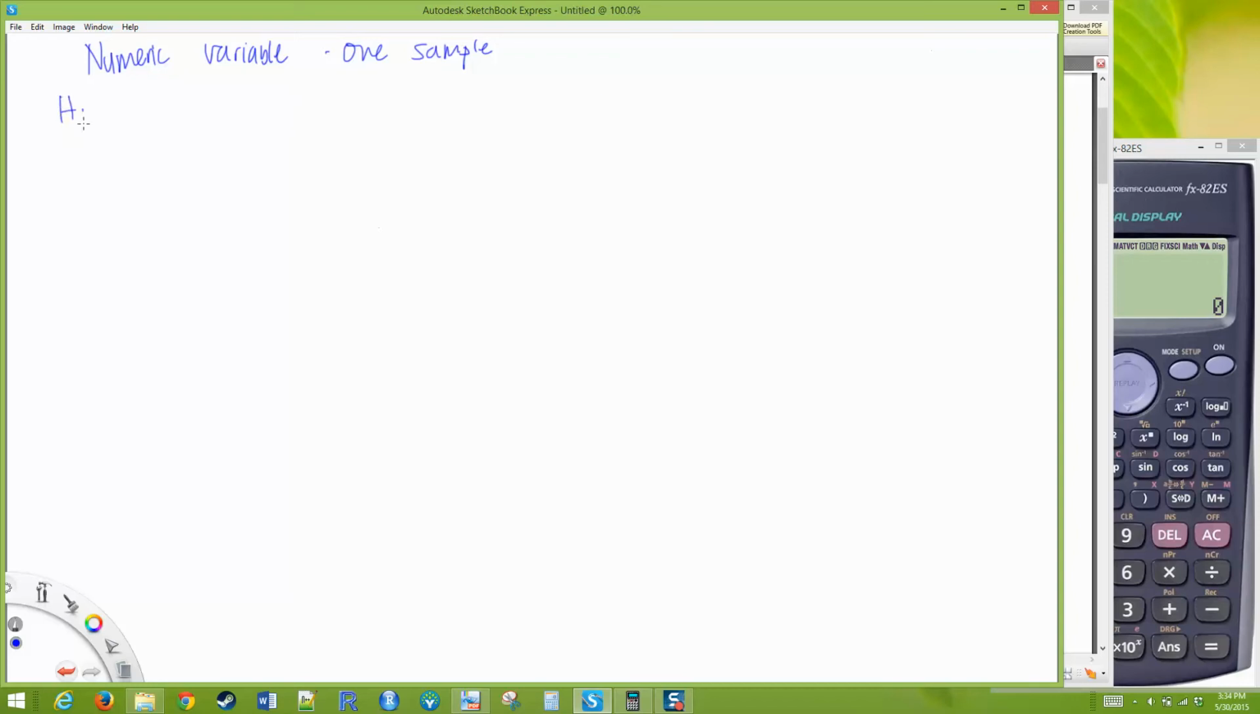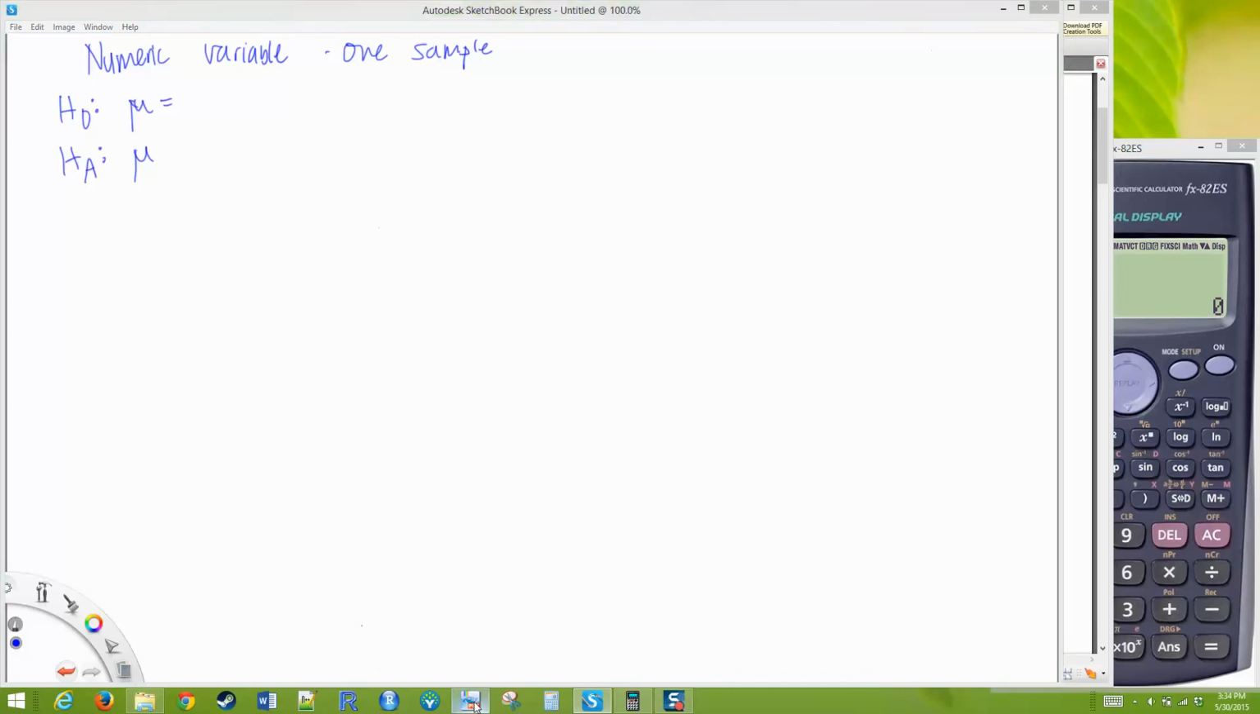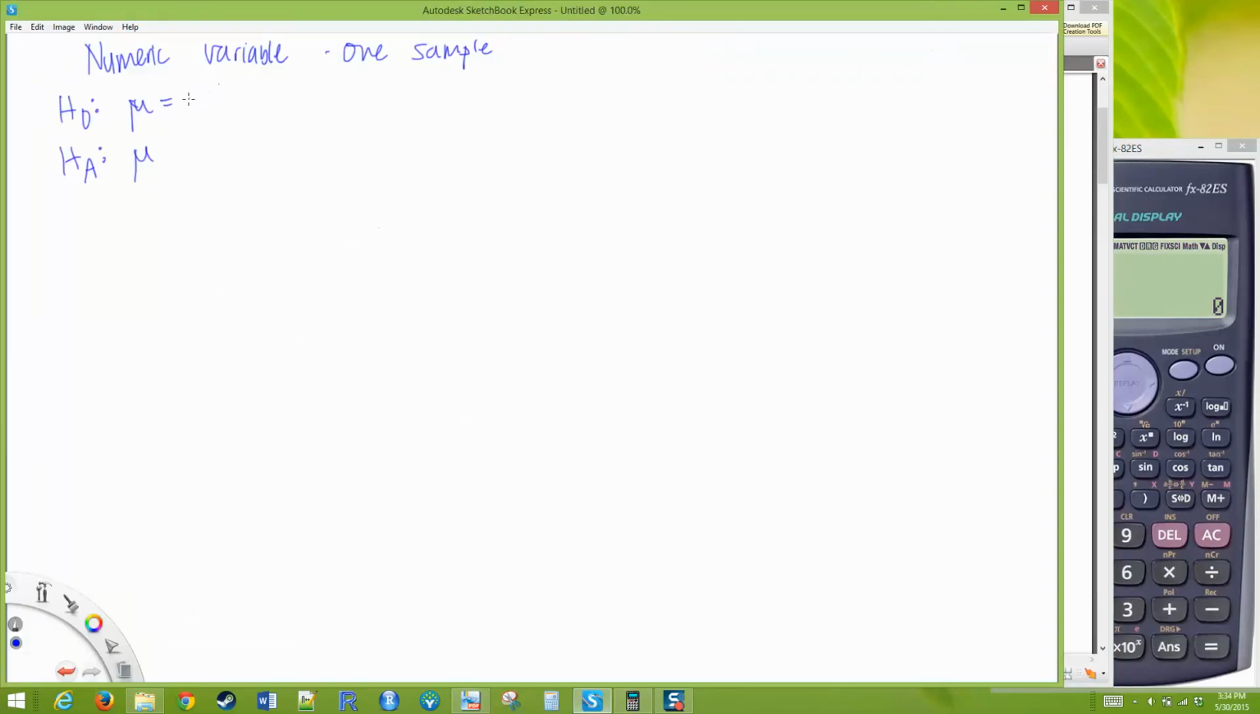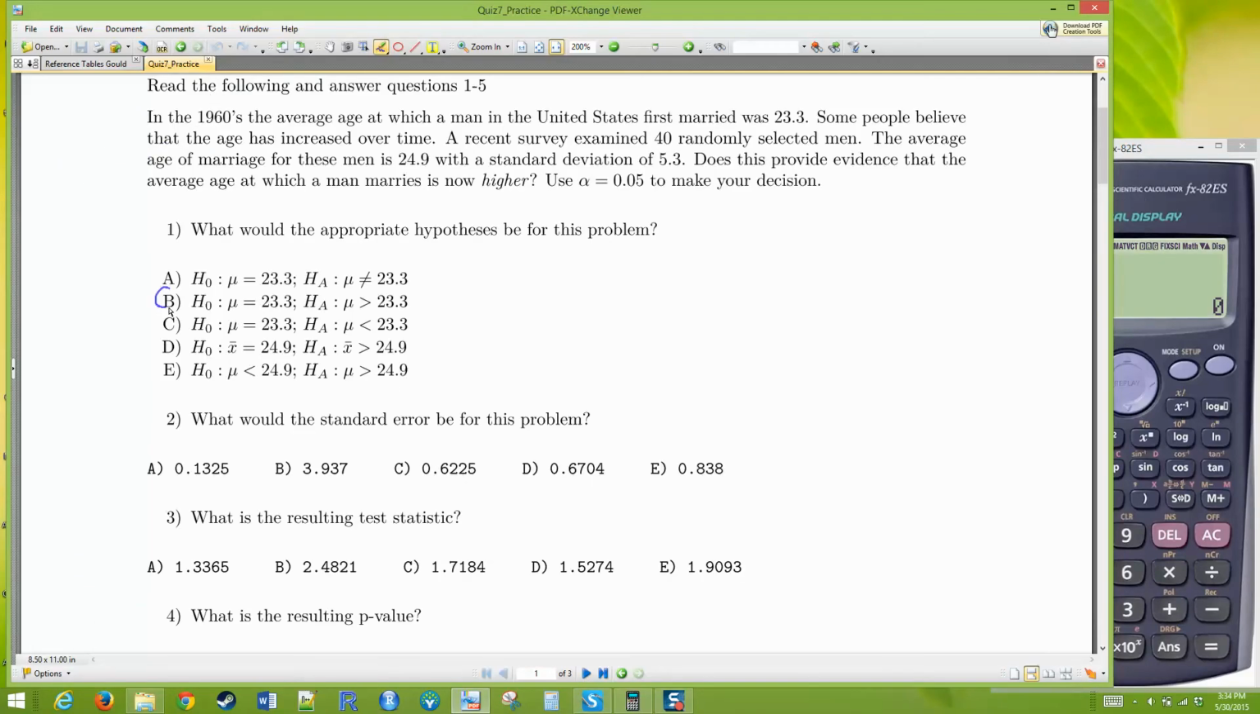It tells us that our null hypothesis is going to be in the form that mu is equal to some number, and the alternative will be identical to that, except the equal sign has been replaced with something else. So as we look at our problem, it says it used to be 23.3, and we want to know if it's now higher. And 24.9, does that provide evidence that it's now higher? So our null hypothesis is that mu is equal to 23.3, and the alternative is we want to know if it is now higher. So we're going to say mu is greater than 23.3. Okay, and so our answer choice is going to be answer choice B for problem number 1.